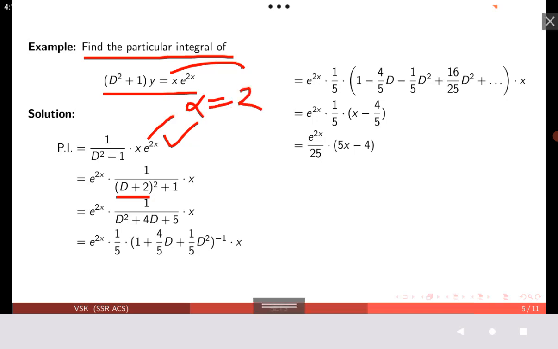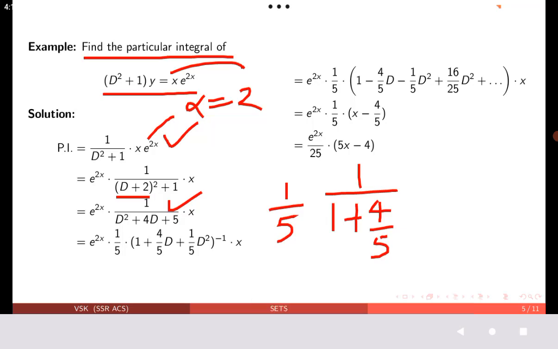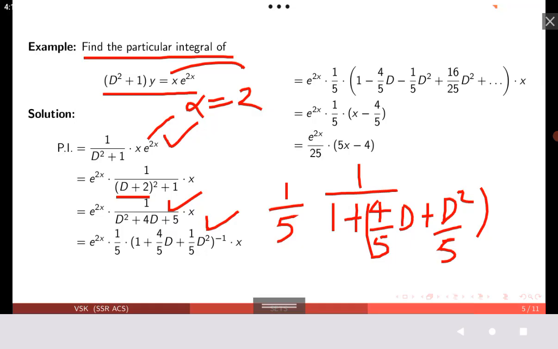So this becomes (D plus 2) square plus 1 into x, and when we expand this, we write in ascending power. We take 1 by 5 common, so it will become 1 upon 1 plus 4 by 5 D plus D square by 5, which we can take combined in one bracket, and all this will become the inverse of this. Inverse of this is this.